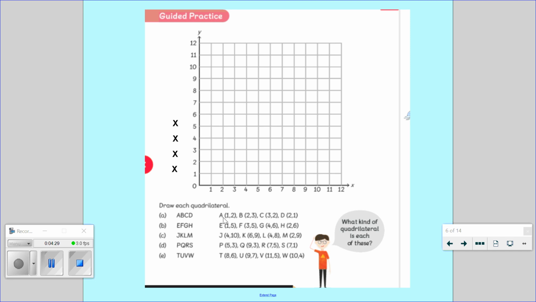So my first corner, point A, is at 1, 2. 1, and there's 2. Point B is at 2, 3. So along 2 and up 3. Point C is at 3, 2. I go along the corridor, up the stairs. And point D is at 2, 1. 2 horizontally, 1 vertically. And I think we can safely say if we joined that up, we would have a square.